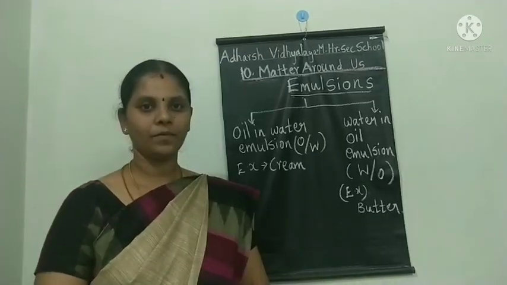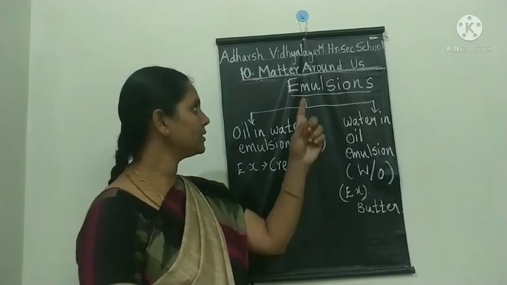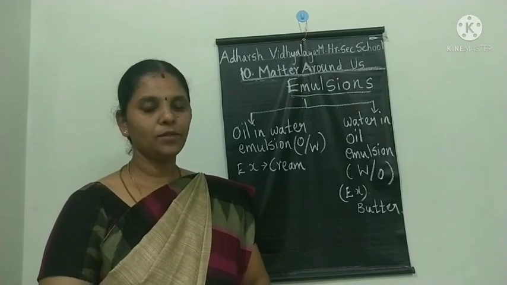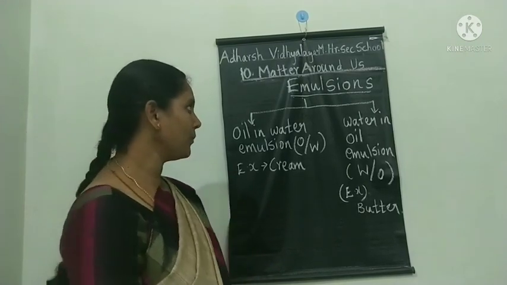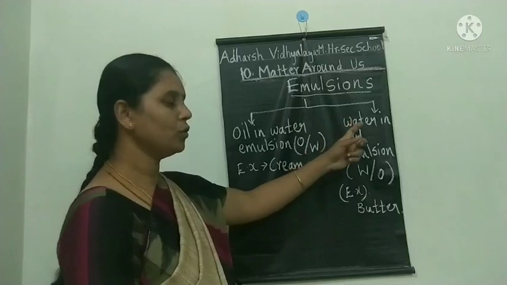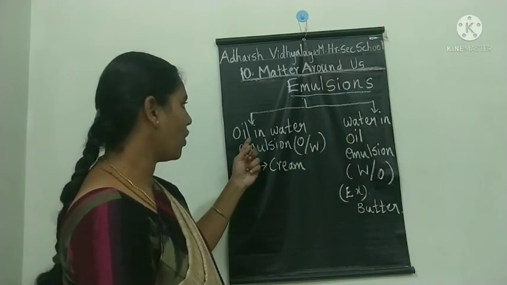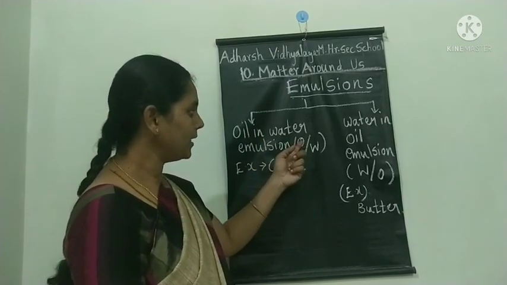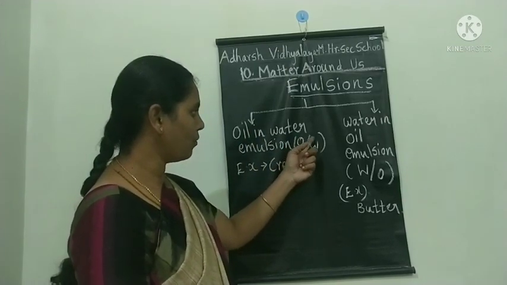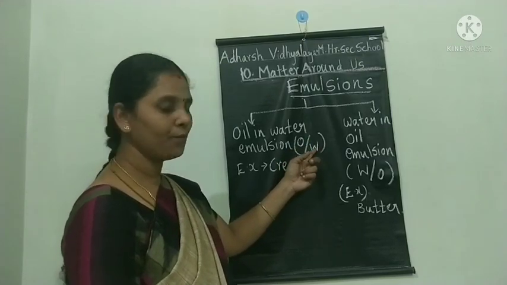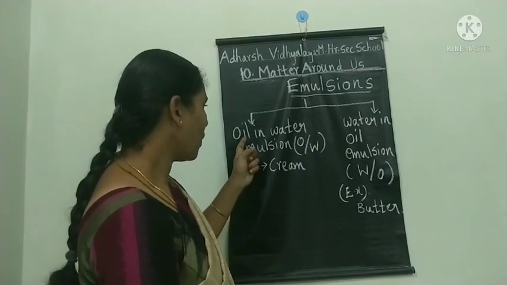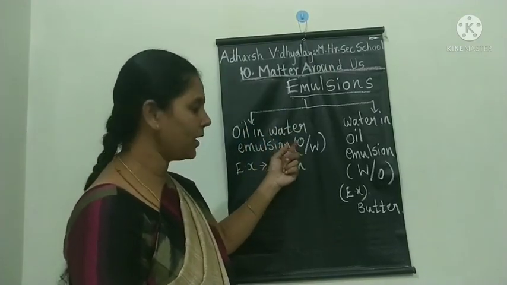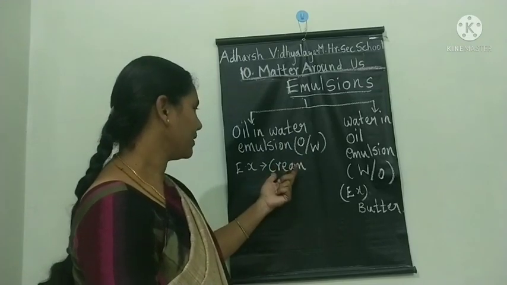Students, next we are going to see the classification of emulsion. When two liquids combine, they form different types of emulsions. Emulsions can be classified into two types. The first type is the oil in water emulsion, indicated by O/W. Here the oil is dispersed in water. An example is cream.